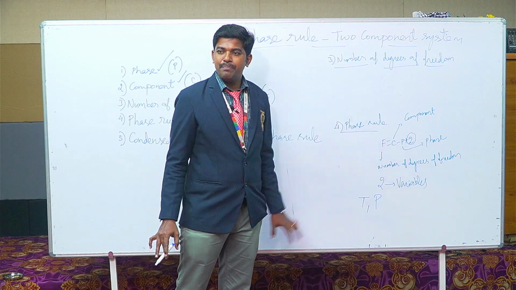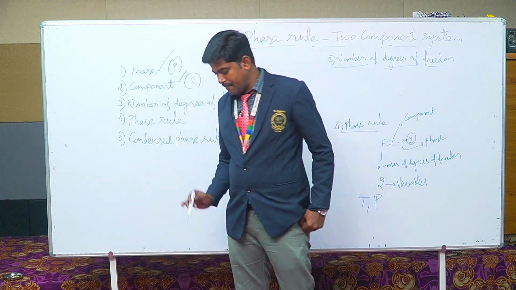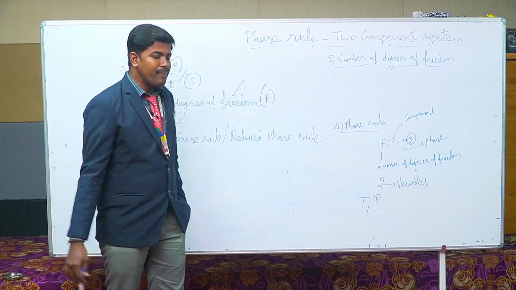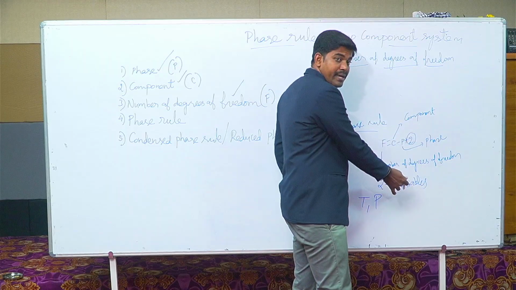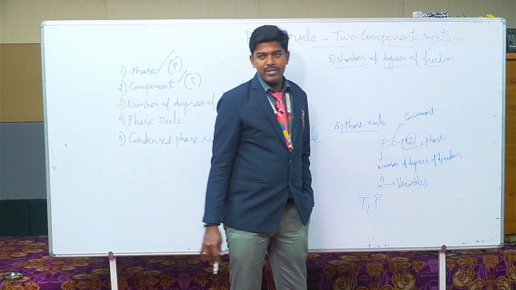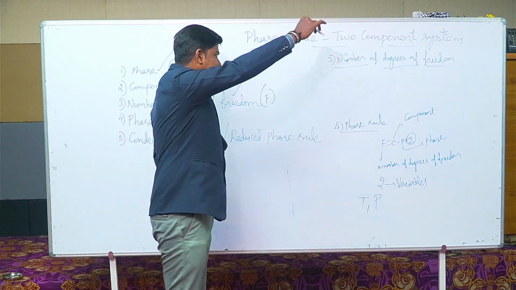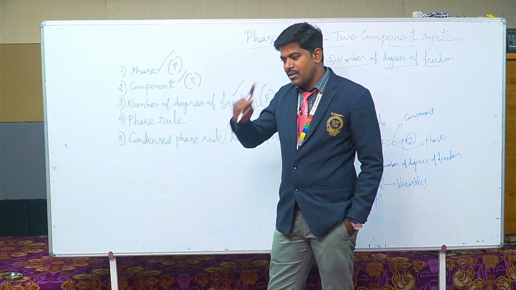That is a simple equation, F equal to C minus P plus 2. F is the number of degrees of freedom, P is the phase, C is the component. The number 2, which is present in the phase rule, represents the two variables. The first one is temperature and the second one is pressure. Now we can come to finding out the number of degrees of freedom.